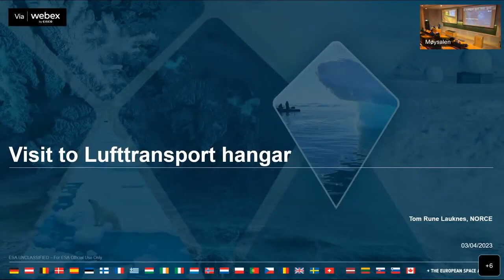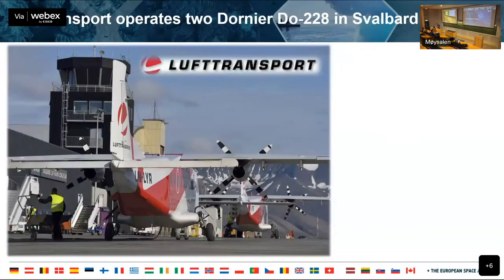So my name is Tom Rune Løknes. I work for Norse. The first clarification to be made, it's not the Norse hangar we're visiting. We're visiting the hangar of Lufttransport, which is a commercial airline company which operates here in Svalbard. They have 2 of these Dornier DO-228 aircraft. They are used for passenger and cargo and logistics in and around Svalbard. They fly between Longyearbyen and Ny-Ålesund, and they also fly between or to Station Nord in Greenland. So that's the easiest way to get logistics to the base on Greenland. So they fly there about 20 times per year.